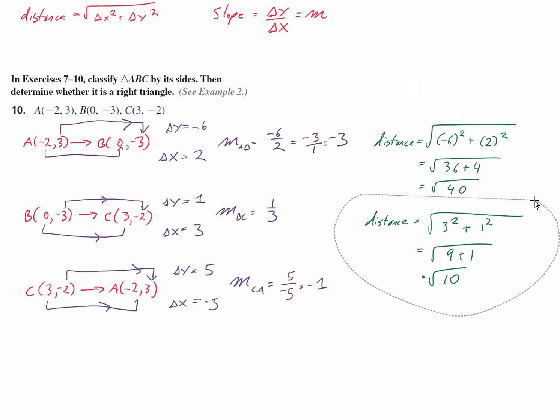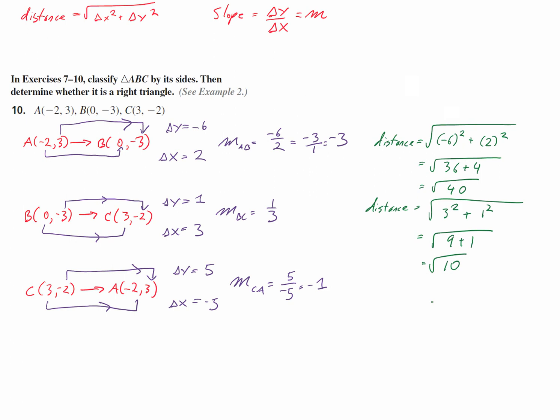Okay, now let's do the distance. So my distance of CA is, well, my change in x here is negative 5 squared plus my change in y, which is 5 squared. So a negative number squared becomes positive, it becomes 25 plus 5 squared is also 25. And so here, the square root of 50 is the length of my segment CA.